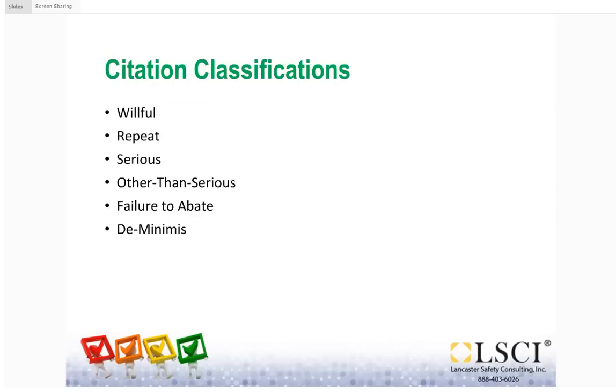So lastly, we're going to go over the citation classifications. The first one is willful, and that's a willful violation exists under the OSHA Act where an employer has demonstrated either an intentional disregard for the requirements of the OSHA Act or just a plain indifference to employee safety and health. A repeat violation is when an employer may be cited if that employer has been cited previously within the last 5 years for the same or substantially similar condition or hazard, and the citation has become a final order of the Occupational Safety and Health Review Commission.